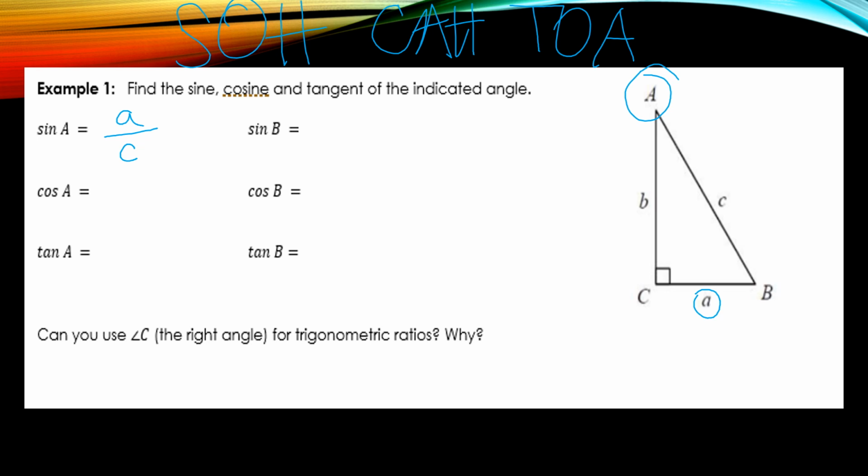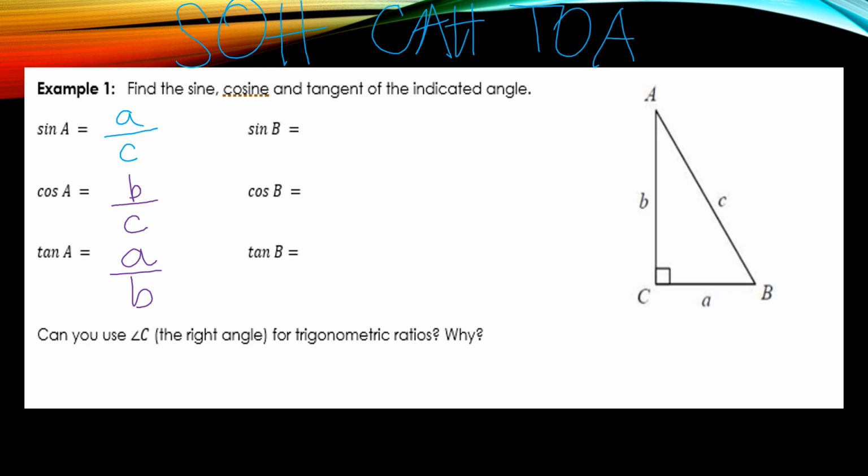Cosine of A means we are looking at the leg adjacent to angle A, which would be B, over the hypotenuse, which again would be C. Tangent, TOA, means the opposite from angle A over the adjacent leg to angle A. So if we look at angle A, the opposite is side A, and the adjacent is side B.